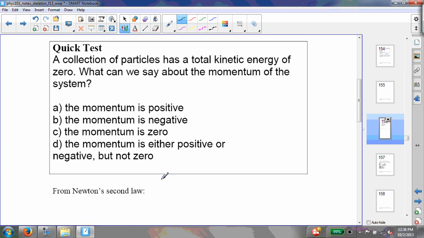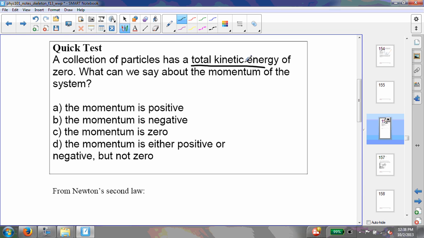Here's a quick test, which you'll find on the quiz coming up. Don't forget that kinetic energy is a scalar quantity. It is not negative, it's only positive. And momentum is a vector quantity.